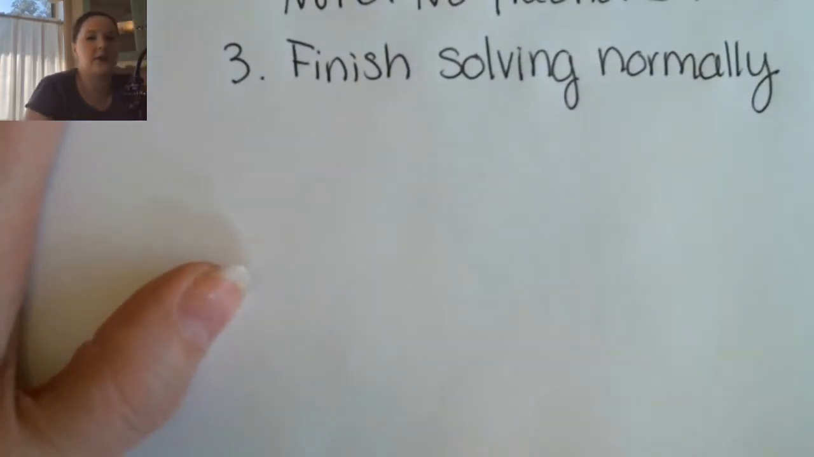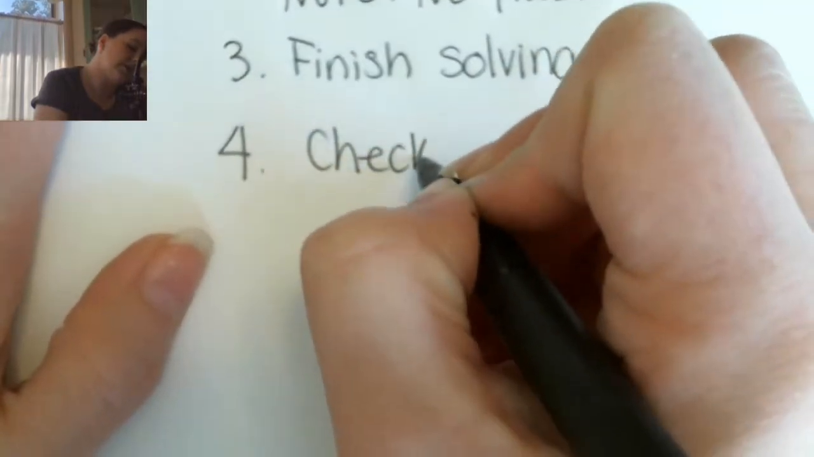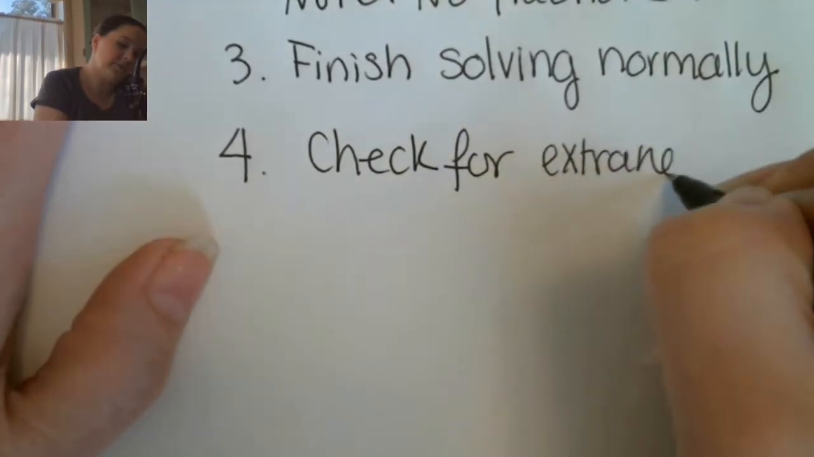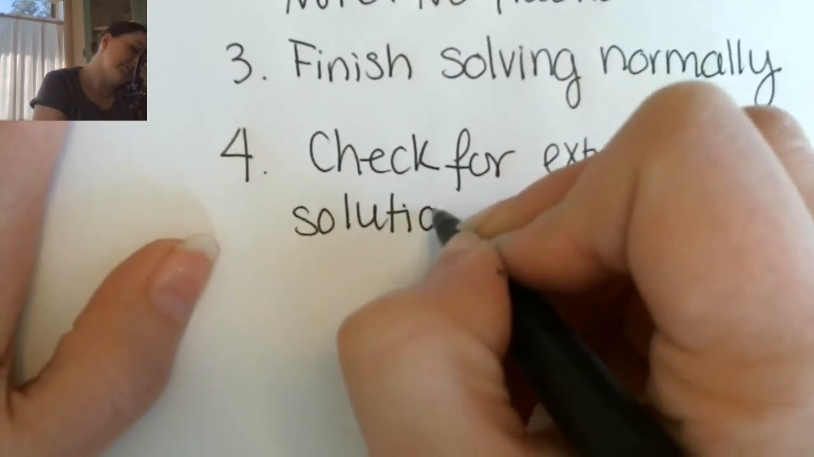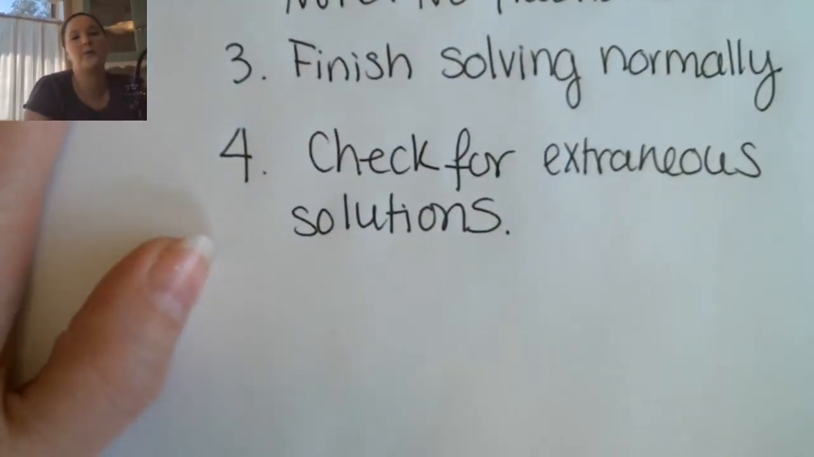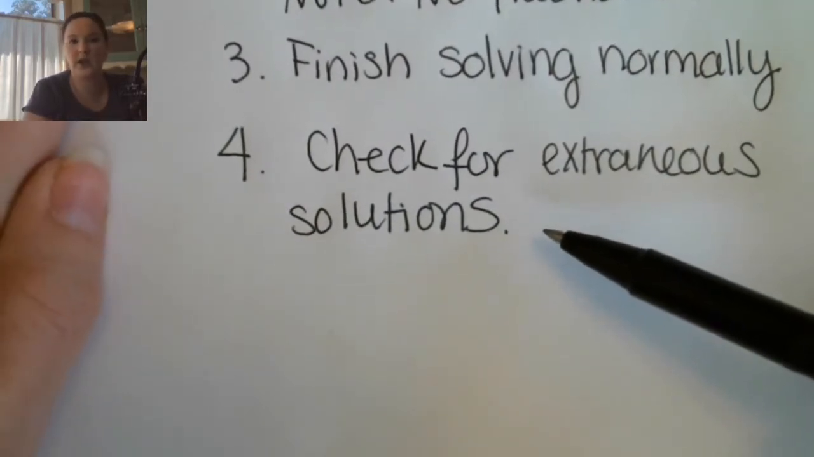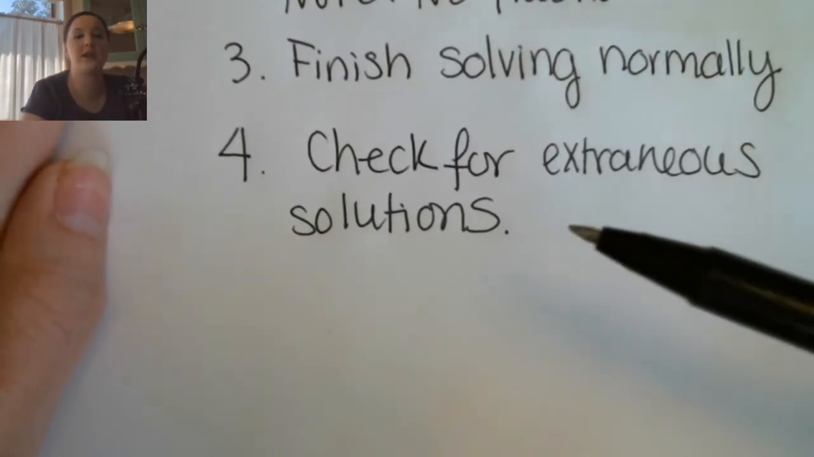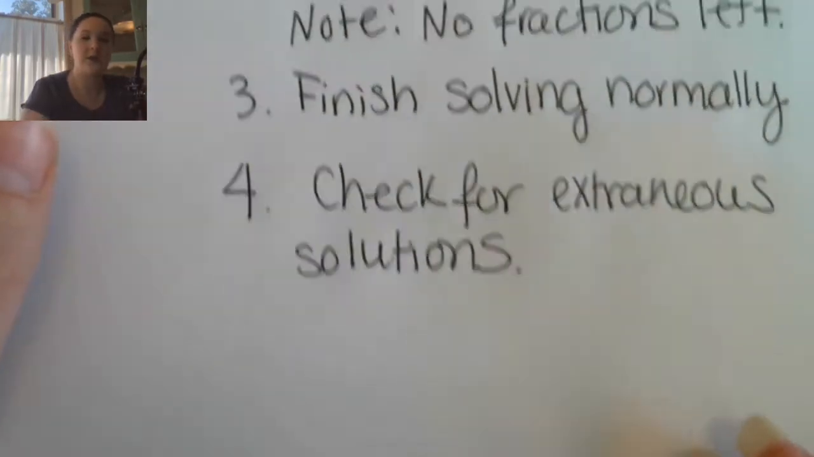Okay, and then we're going to do what we talked about with the vocab, and we are going to check for extraneous solutions. I wanted to point out that this is not a check for mistakes. It's not an optional check. You have to do this, because you can't detect extraneous solutions except by checking your solutions at the end. Okay, so let's do an example of this method.